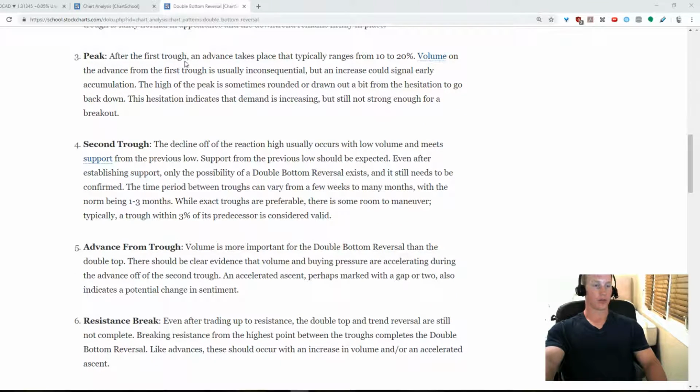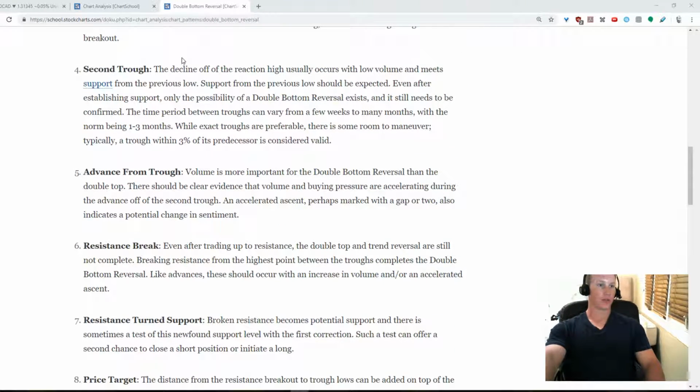The peak. After the first trough, an advance takes place that typically ranges from 10 to 20%. Volume on the advance from the first trough is usually inconsequential, but an increase could signal an early accumulation. The high of the peak is sometimes rounded or drawn out a bit from the hesitation to go back down. This hesitation indicates that demand is increasing, but still not strong enough for a breakout.